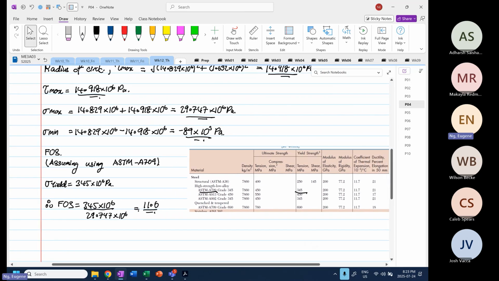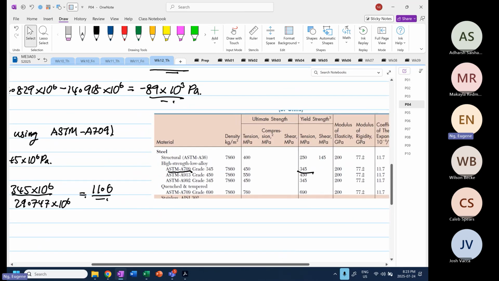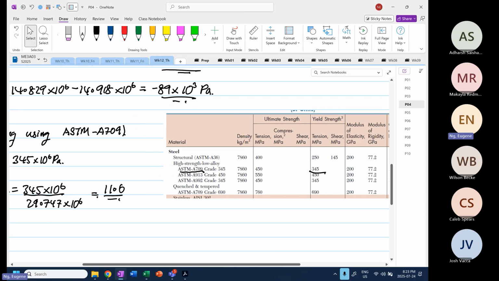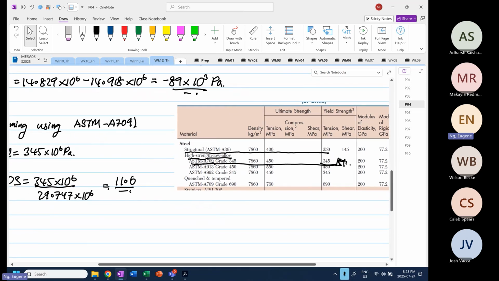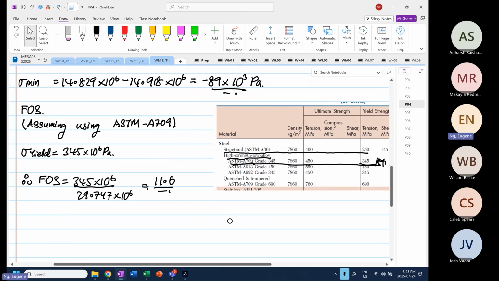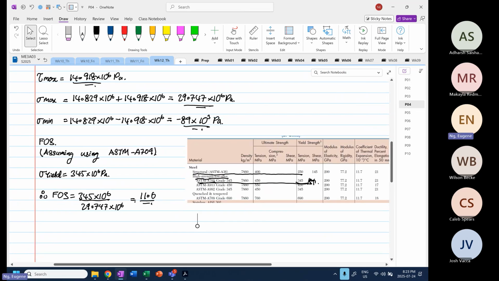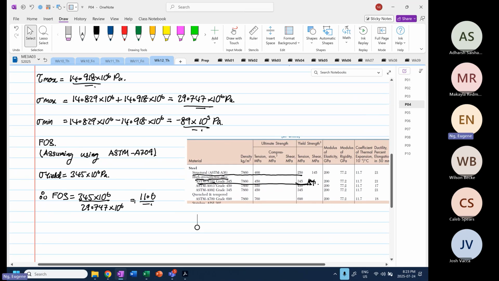So what you could advise, once you know these values, you advise, hey, this high strength low alloy steel might be too expensive. It has high cost. And then maybe we can just use structural steel, right? Structural steel is 250. You're still going to have a very high factor of safety. So this is what real life engineering is all about. I just showed you in an actual form.